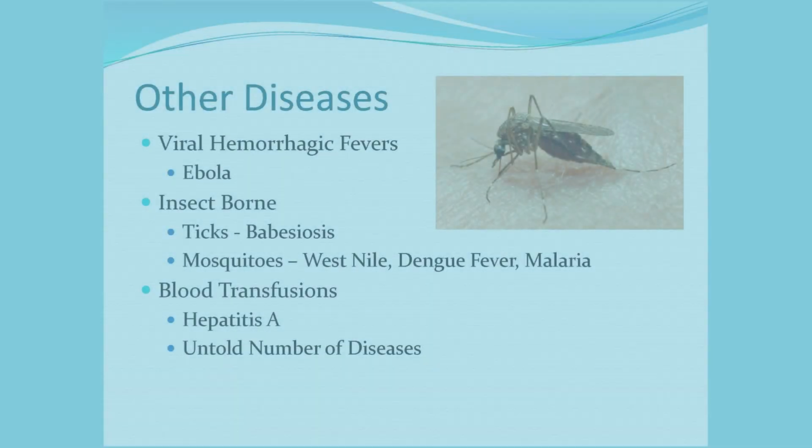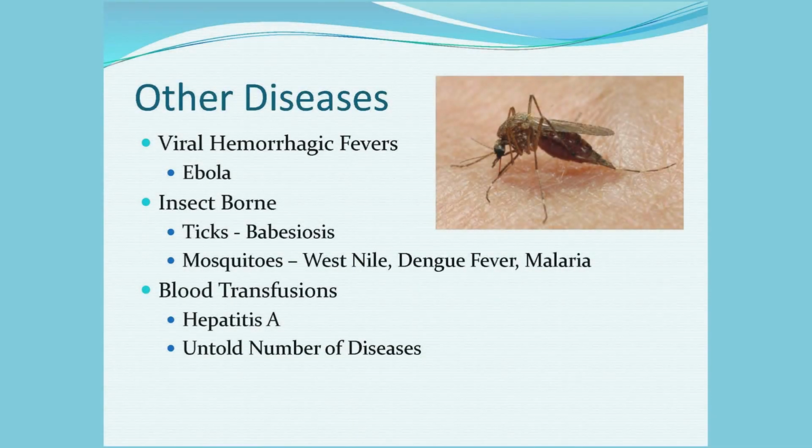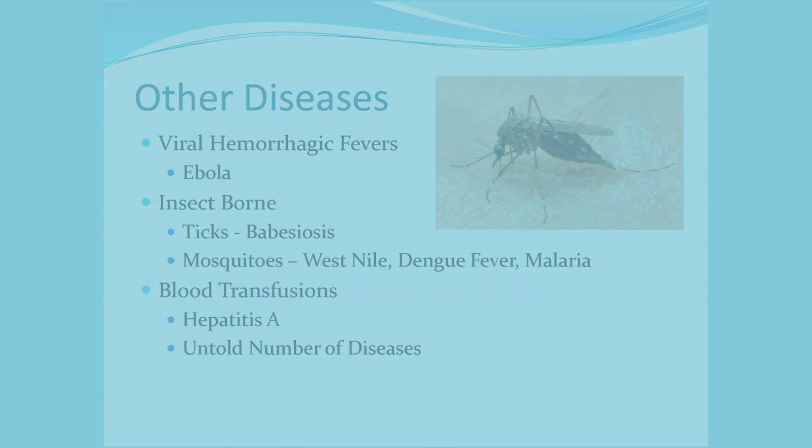Other infectious diseases can also be transmitted through blood or body fluids, including Ebola, West Nile virus, dengue fever, malaria, and hepatitis A. Although risks vary, the prevention strategies outlined in this training reduce exposure to all these pathogens.